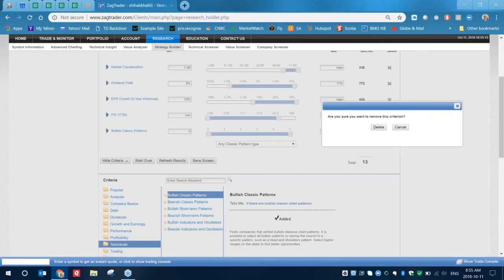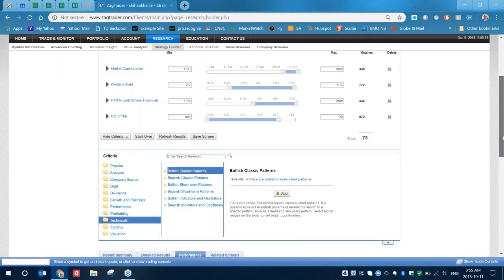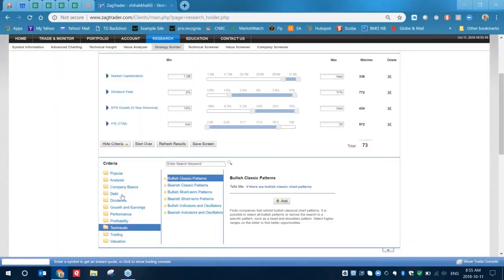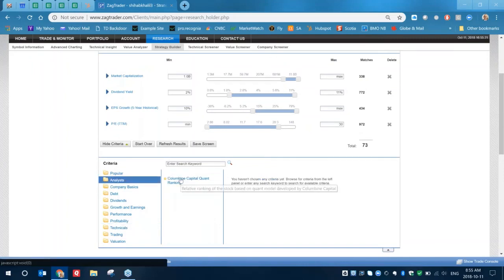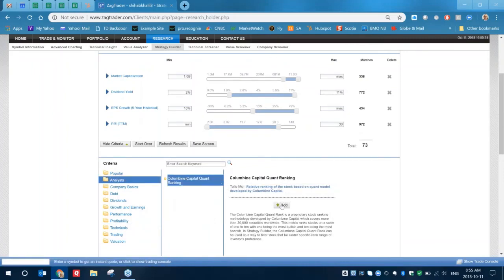So I have a criteria here called analysts. And under there, we have some data from a company called Columbine Capital. Columbine is kind of one of the granddaddies of quantitative research worldwide. They employ a proprietary quantitative ranking model, and they cover thousands and thousands of stocks around the world in many different markets.